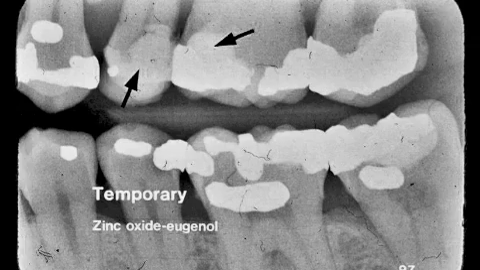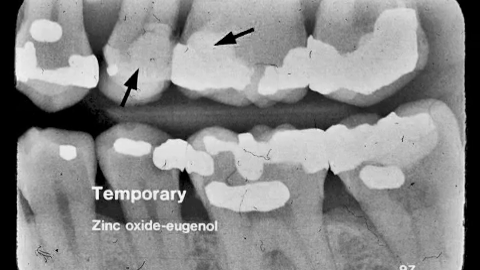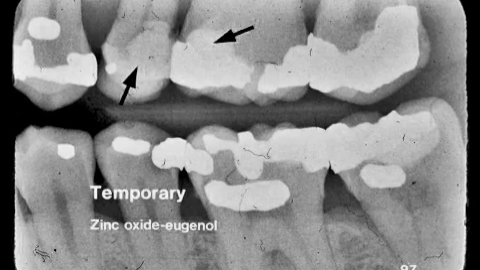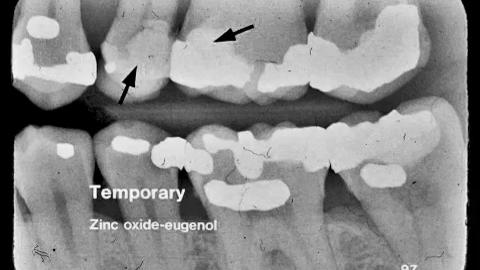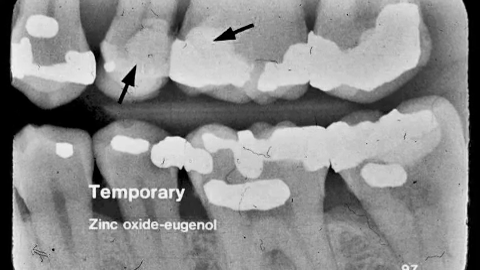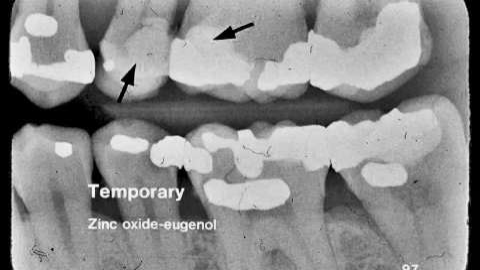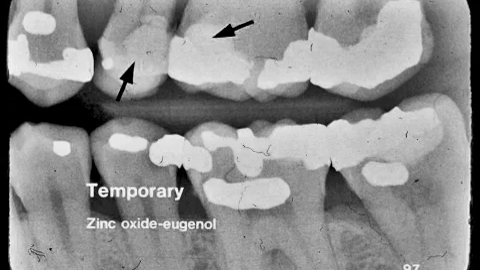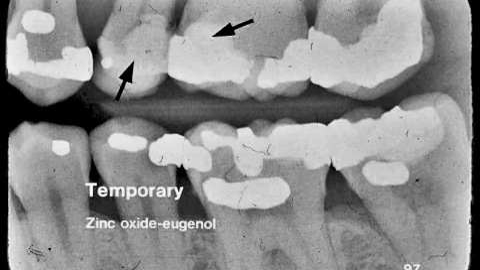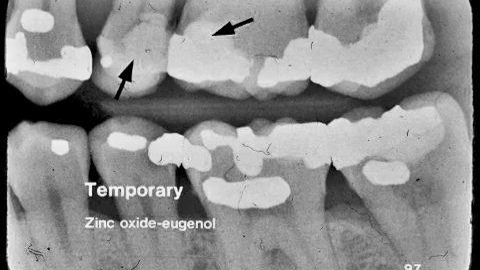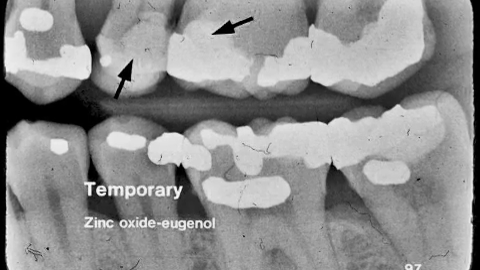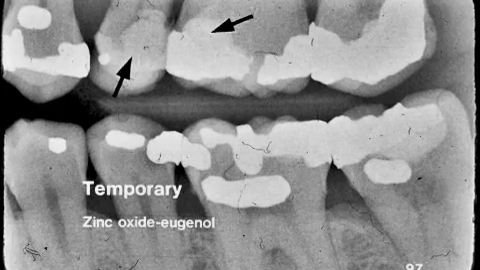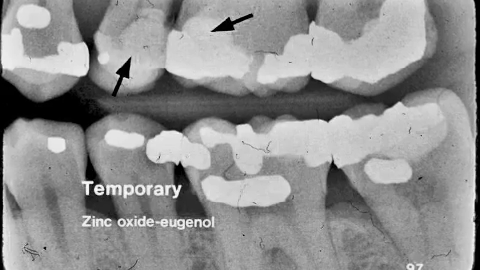Here the arrows point to zinc oxide and eugenol, or in general cement. Cement is less opaque than amalgam, as the arrow to the right shows, but more opaque than enamel and more opaque than composite. Composite and enamel have similar opacities. Zinc oxide and eugenol, or cements in general, are more opaque, and amalgam is the most opaque.